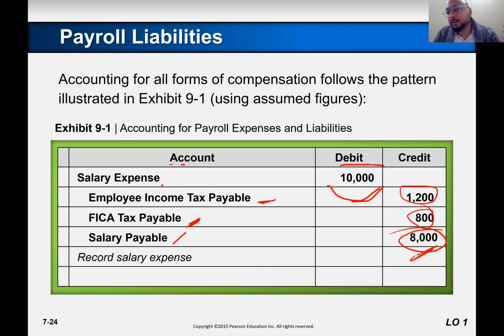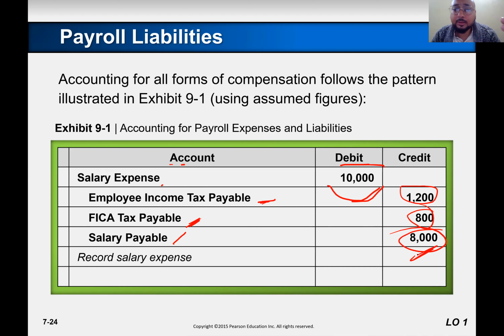This is how the entry is made. And you will be given all the data here. You just need to, again, work on your debit credit rules. That's it. Expense increase, debit. Liability increase, credit. Asset increase, debit. Asset decrease, credit. Owner's equity decrease, debit. Liability decrease, debit. Right? This is how you make the entry. First, you write down the debit, and then you write down the credit.